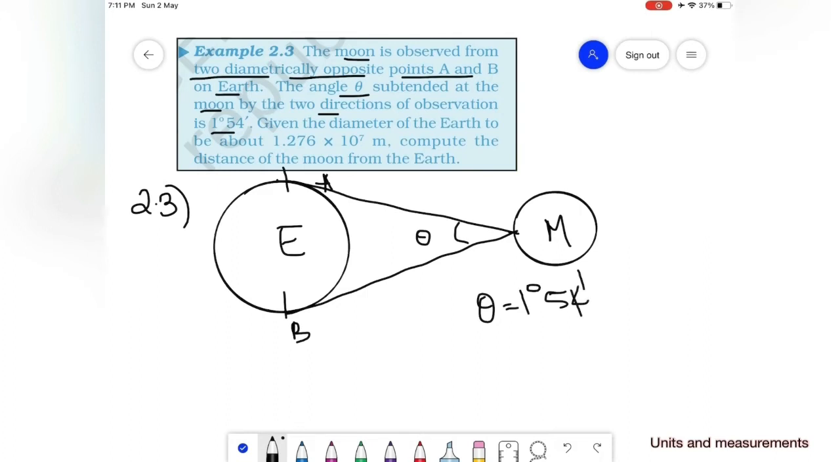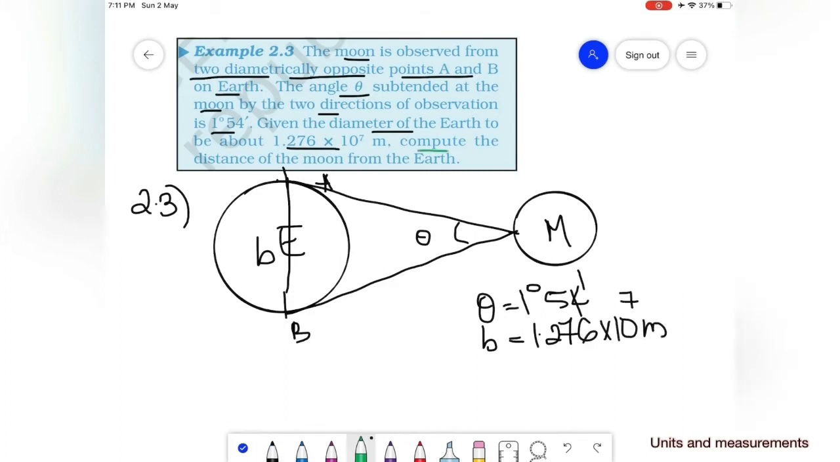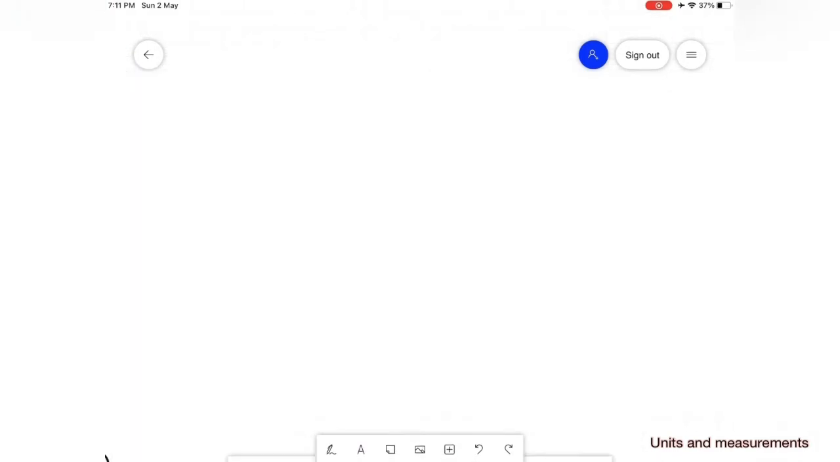And given the diameter of the Earth to be about 1.276 into 10 power 7 meters. Diameter of the Earth is that value, 1.276 into 10 power 7 meters. Now the question here is, compute the distance of the moon from the Earth. The value of D is what they are asking. What is the distance of the moon from the Earth?